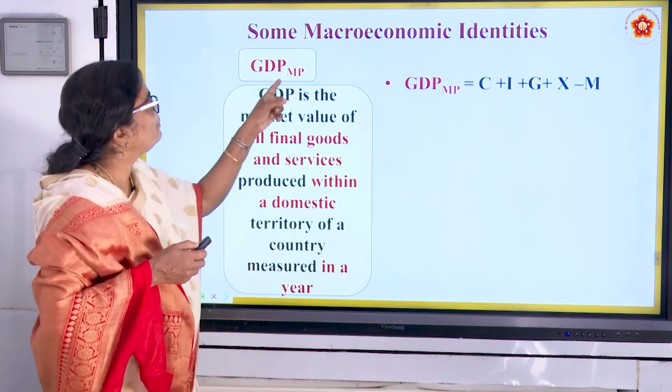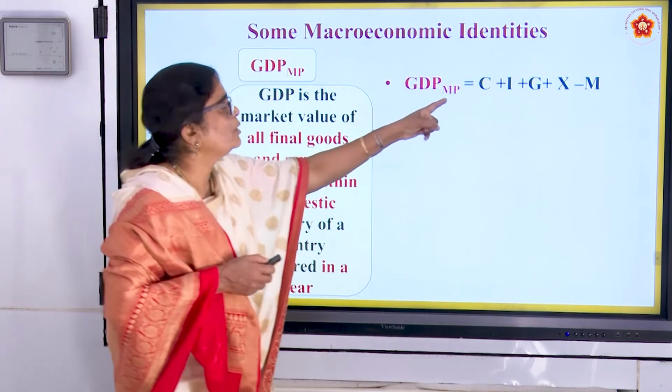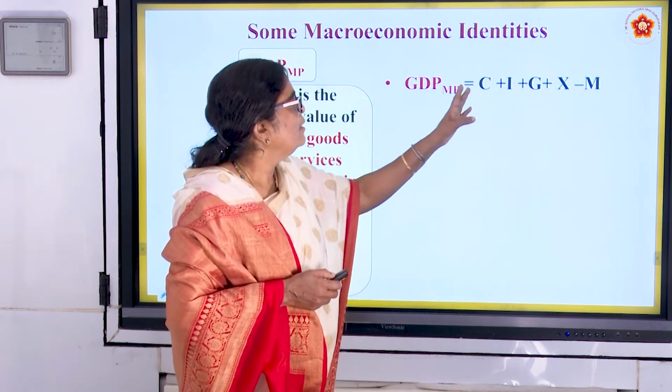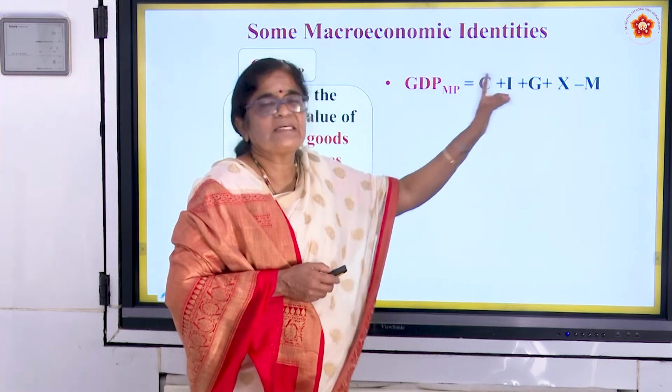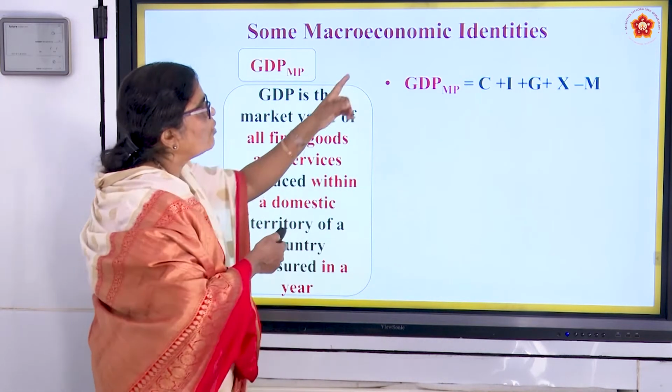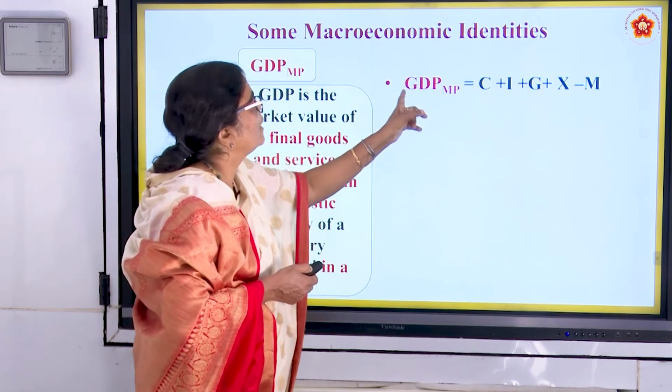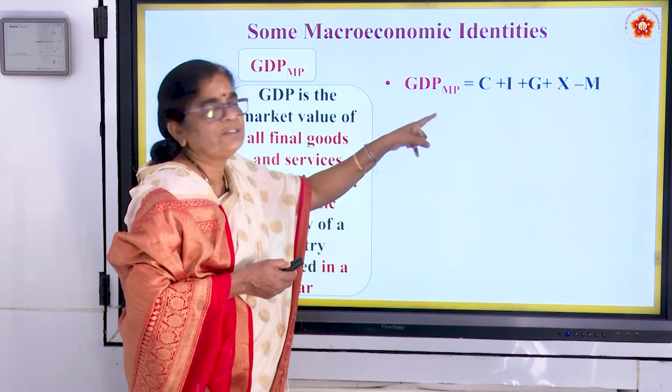Here, GDP at market price is denoted by C plus I plus G plus X minus M. This we have studied, that is the expenditure method of measuring GDP. And this you have to write in the answer as a macroeconomic identity. What is this macroeconomic variable, GDP at market price, equal to?